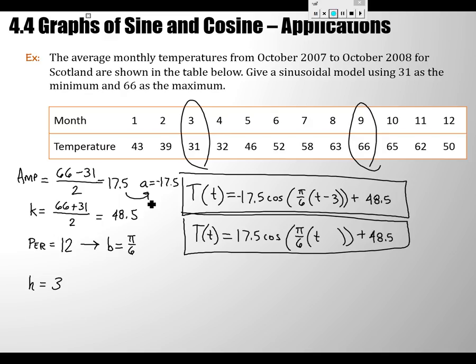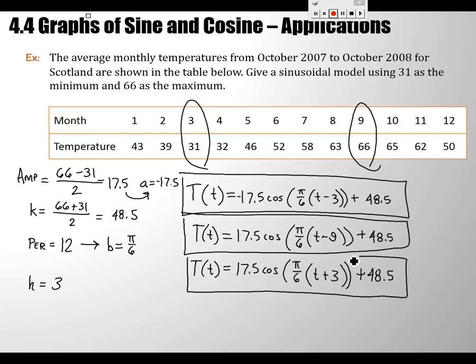What belongs in there, if you want to write it that way? T. Minus 9. That'll work, I think. Yes. Check it. You want to write another one? We want to have as much fun as we possibly can. 9 months in the future is the same as 3 months ago, right? That's another model, right? You want to do a sine model?